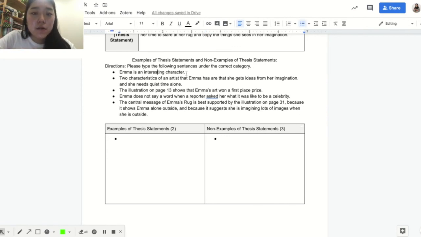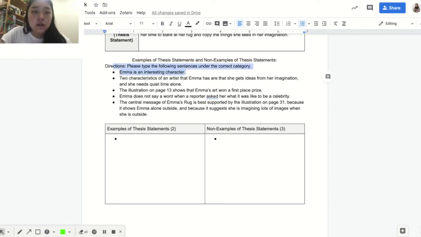Okay? So all you can do, if you're working on the computer, you can highlight the sentence and Command C. I almost said Command Q like Miss Jones, but Command C to copy, and then you can just paste it directly in the correct column. Okay, so now I'm going to just read it out loud for you.